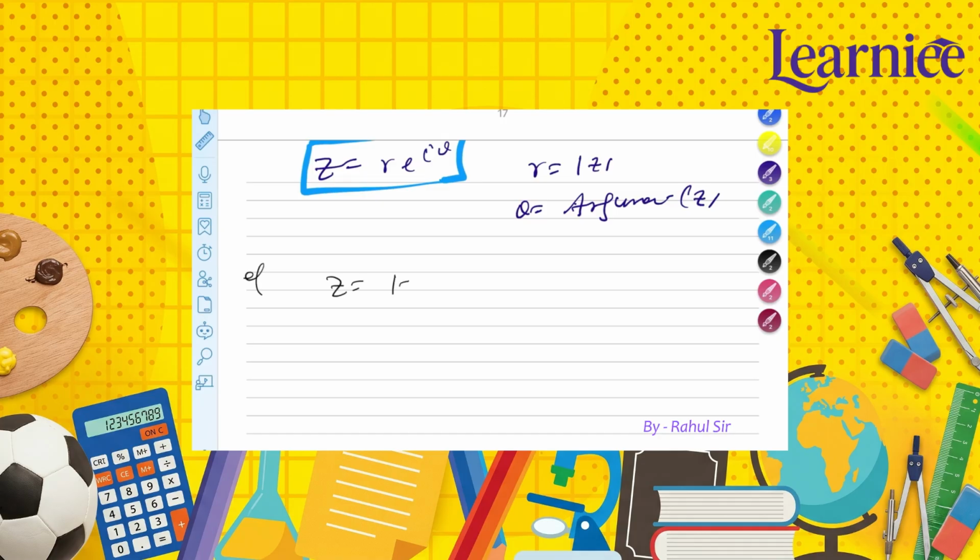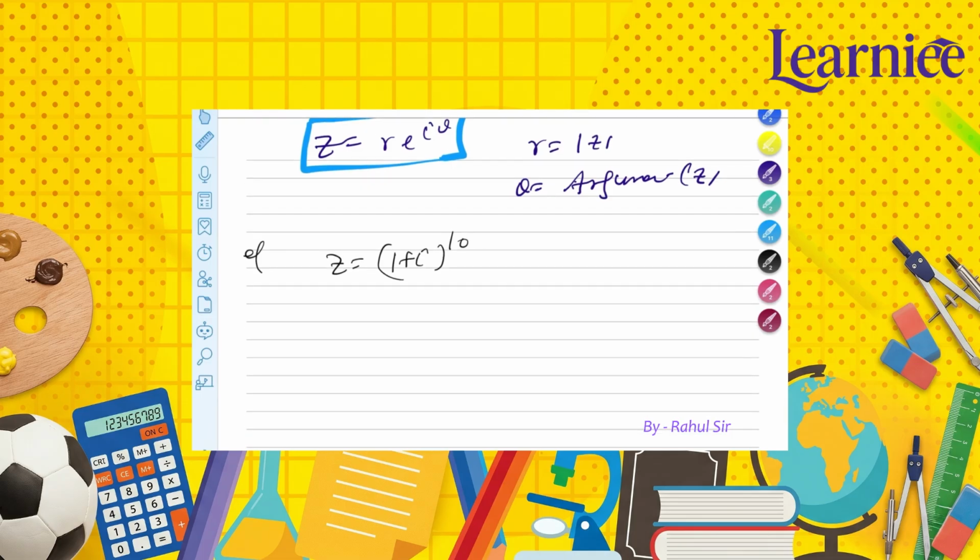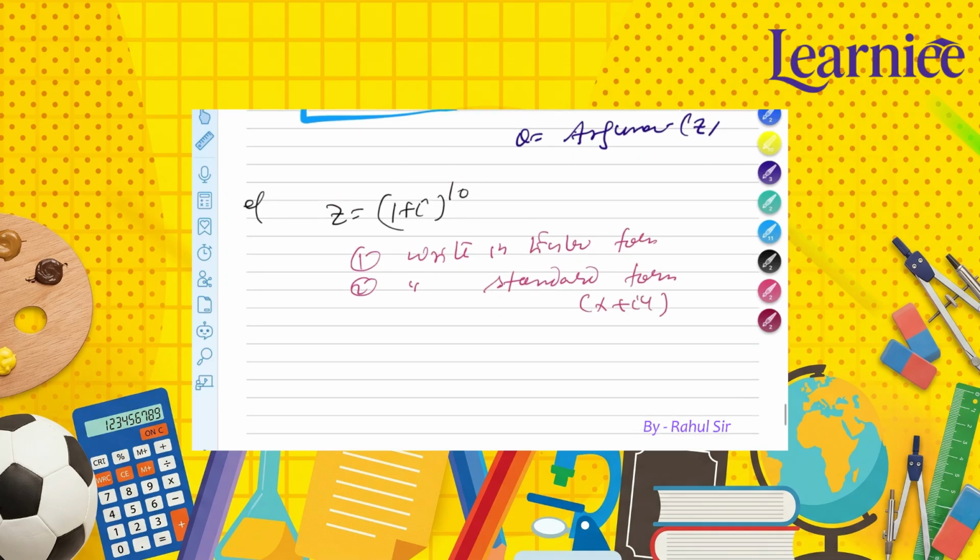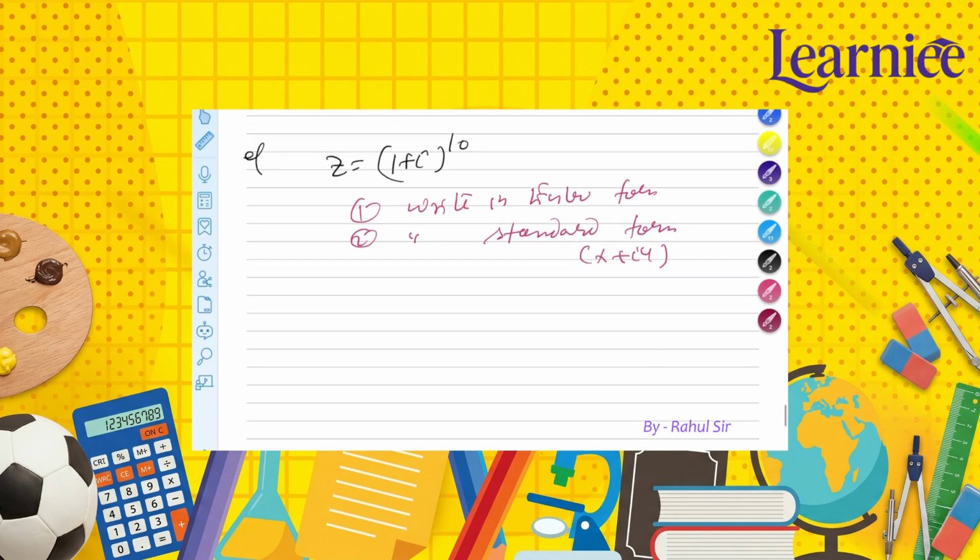So let's say z is equal to (1 plus i) to the power 10, and the question is: first, write in Euler form, and the second question is write in standard form or the conventional form. Standard form means x plus iy form. Suppose in this particular question we have to write in the Euler form and also in the standard form. So how do we do it?